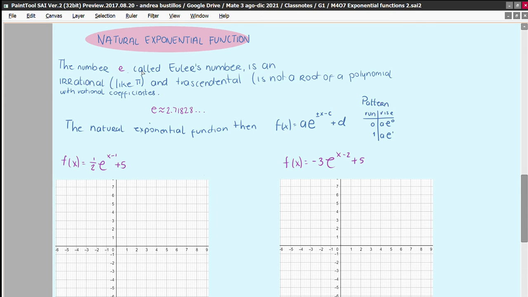It's irrational like pi, meaning it has an infinite number of decimals, or in other words, we cannot write it as a fraction of two numbers. And it's transcendental. Why? Because it is not a root of a polynomial with non-zero rational coefficients. That is, we cannot create a polynomial like this that has e as a root.